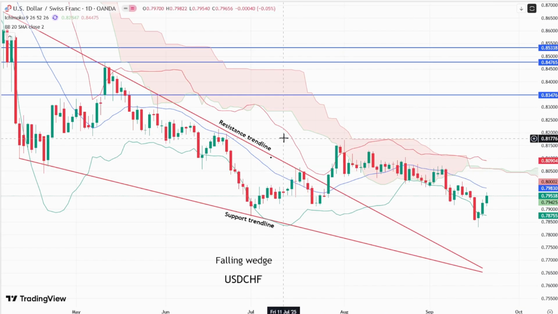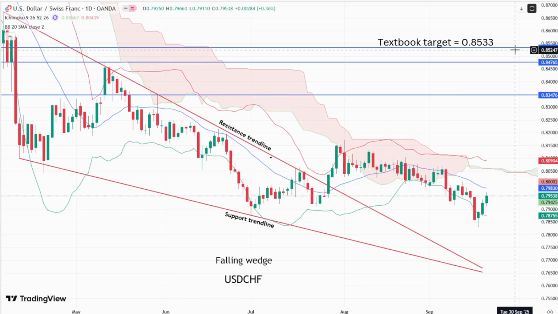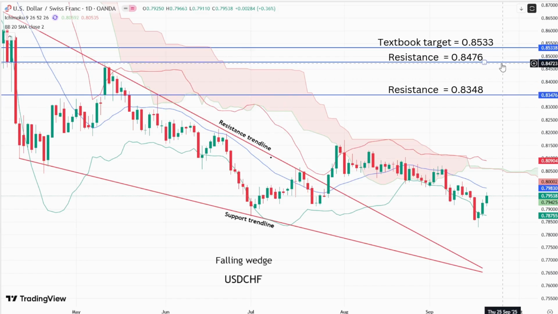The textbook target of this falling wedge is at 0.8533 with potential rejections at the resistances 0.8348 and 0.8476. I am willing to give up on this bullish view if dollar Swiss falls below 0.78.